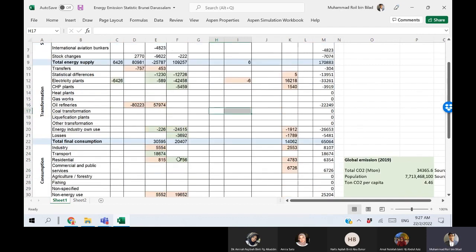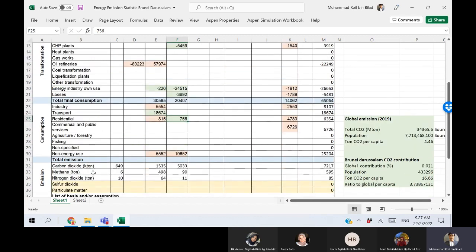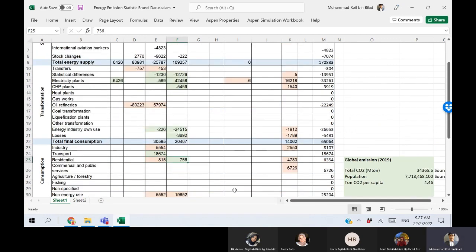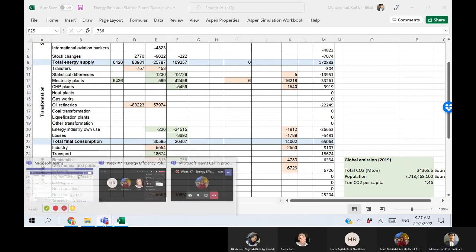So all parts that I label green, 1, 2, 3, 4, 5, 6, 7, 8, 9, 10, 11, I assign them as activities that actually burn the fuel and emit the polluting agents, which are CO2, CH4, and nitrogen. Up to this point, anyone want to ask questions?